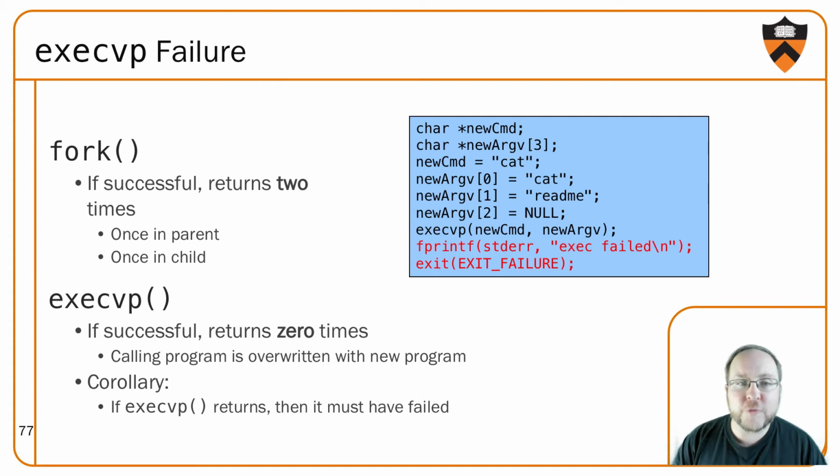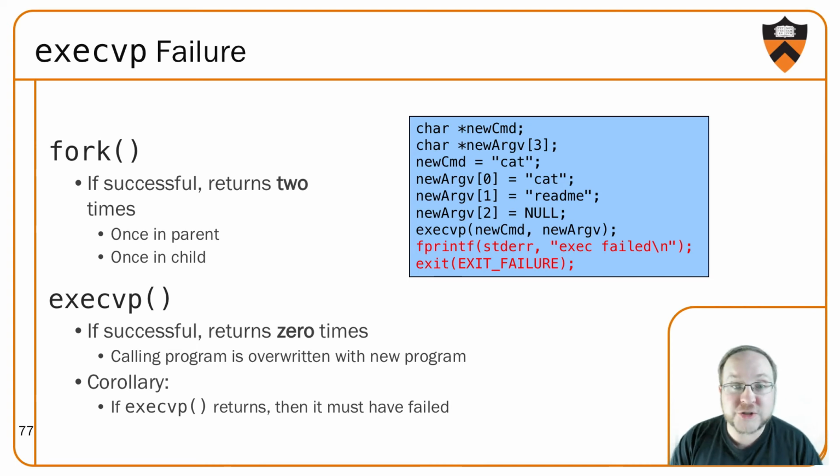Recall that fork was unique because if it was successful, it returns twice. Well, exec is similarly unique or exotic, if you will, because if it's successful, it doesn't return at all. It just moves on with its new life to be the new program. And the new program has a different text section, so whatever your next instruction was after the exec will never get executed. That is, of course, if exec works.